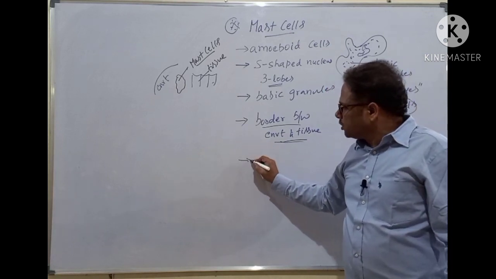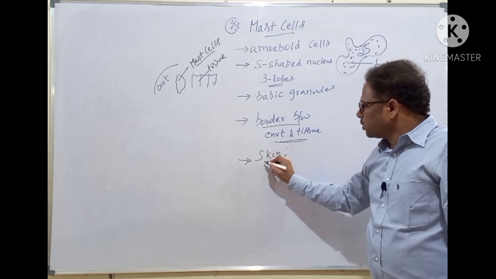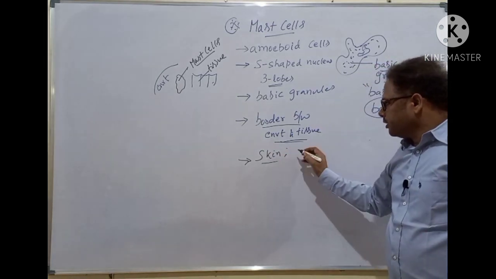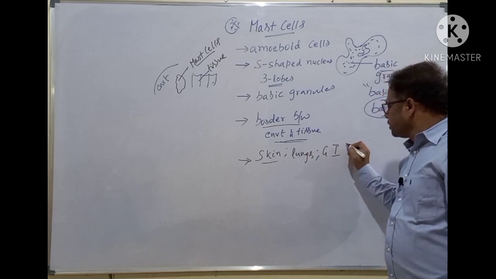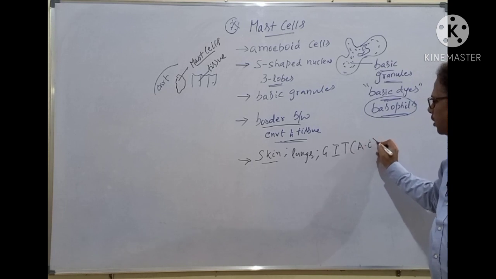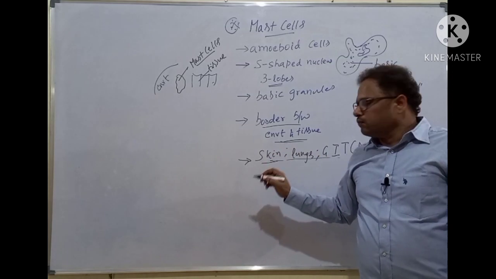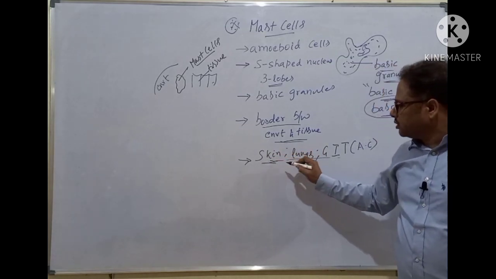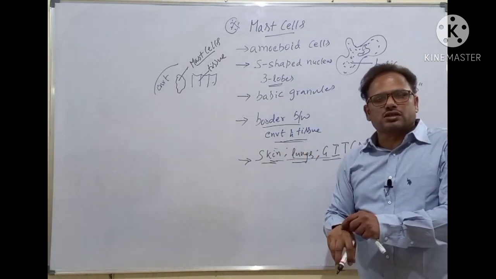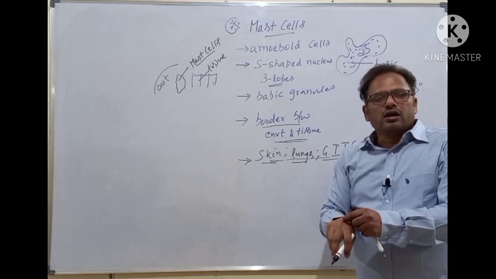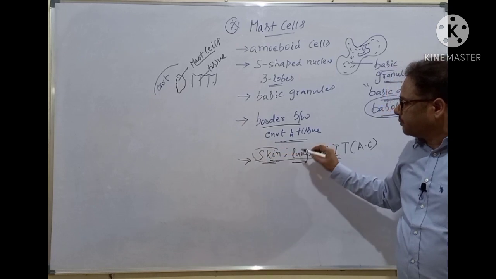So obviously, what are these sites? The skin is a site where the maximum number of mast cells are there. Skin. Next one is lungs. Other is the gastrointestinal tract, that is the alimentary canal. Of course, mast cells are present throughout the human body, but more are present in the skin, lungs and gastrointestinal tract. Why? Because there is a maximum chance that the skin is getting infections and allergies. That is why maximum mast cells are present in the skin.